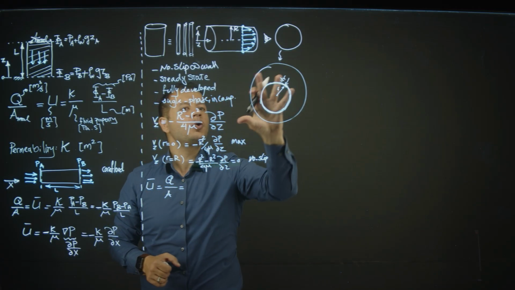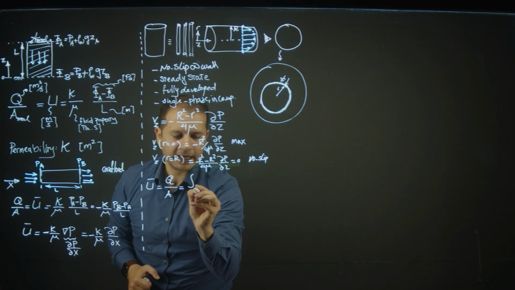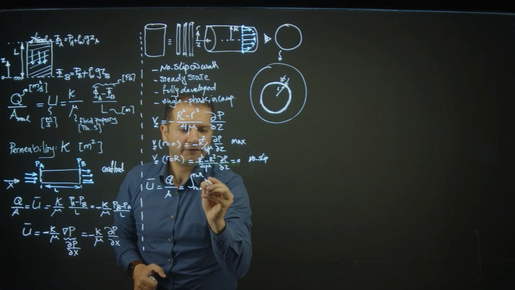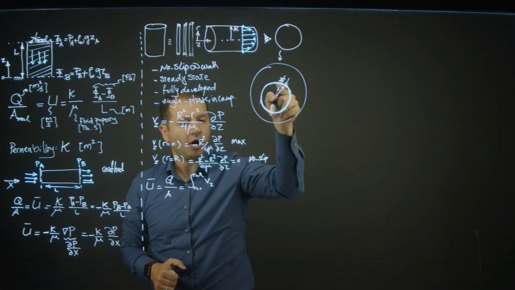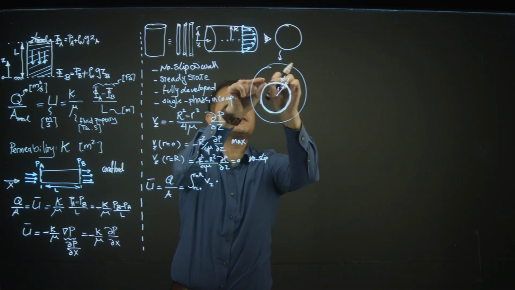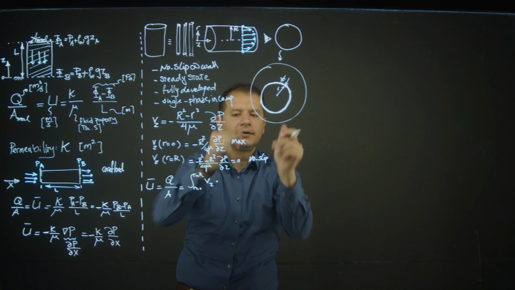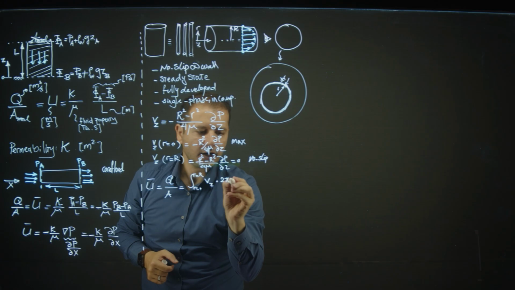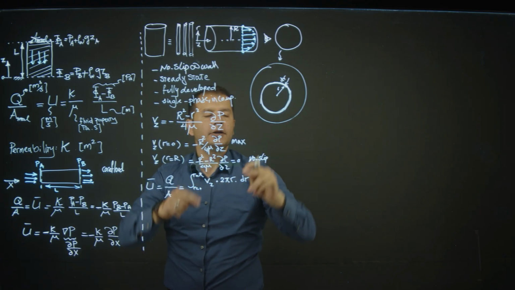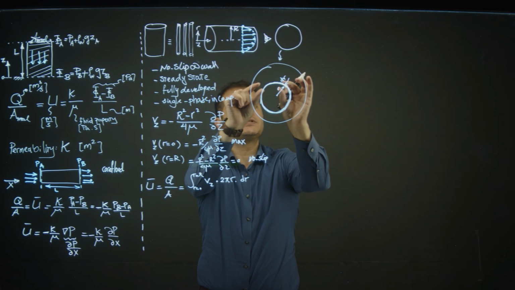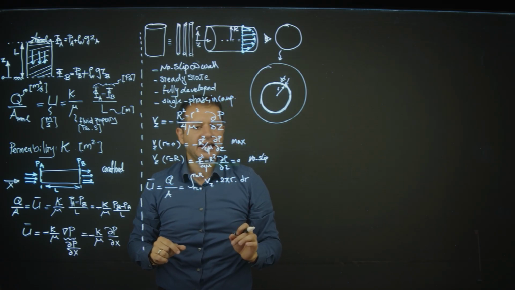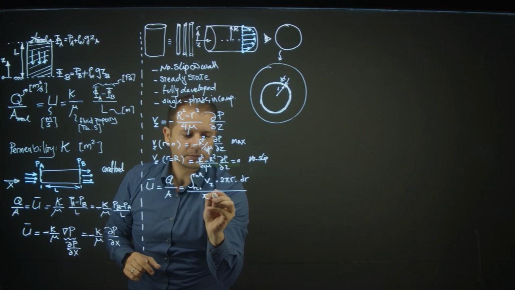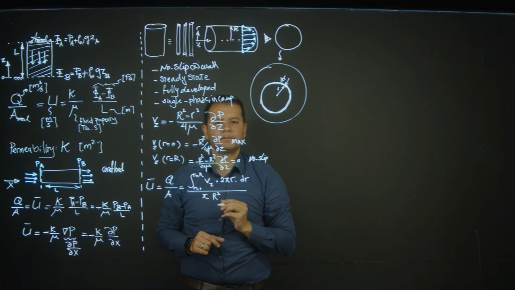So to know the total flow rate, I need to integrate from 0 to capital R the velocity at that r location times the cross-section area of this band disk, which is 2πr dr. 2πr is the perimeter times the thickness, which is dr. It gives me the cross-section area. And then divided by the total cross-section area, which is πR².